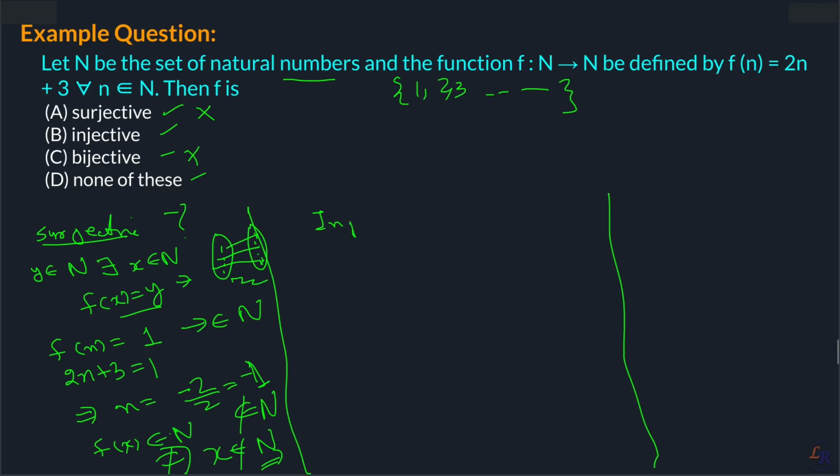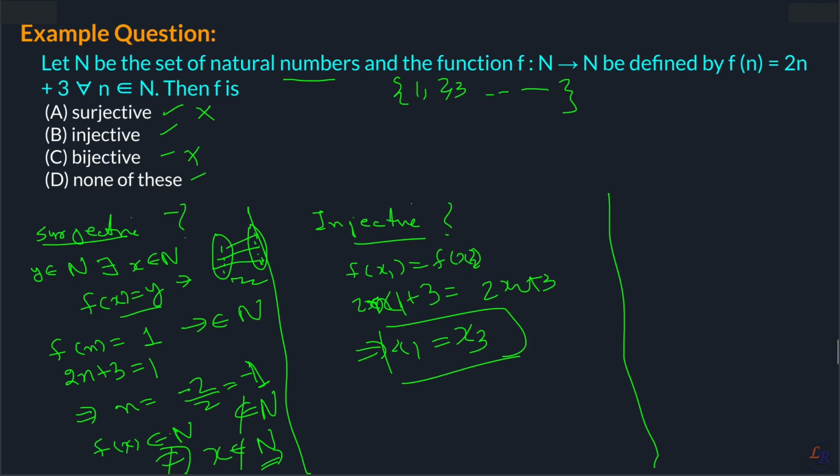So let's see what the condition is for the injective test. To be injective, if f(x1) = f(x2), it means 2x1 + 3 = 2x2 + 3, which implies x1 = x2, right? So this is the condition, right? If the two images of given elements are the same, then the elements of which they are images are also the same. If this condition is satisfied, then it is injective. So we can say that this option is correct. So for this the answer would be that it is injective.